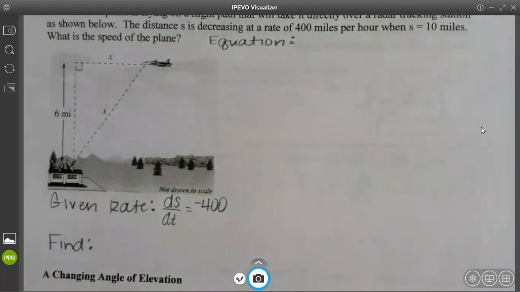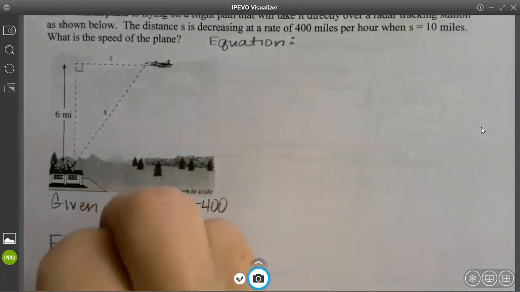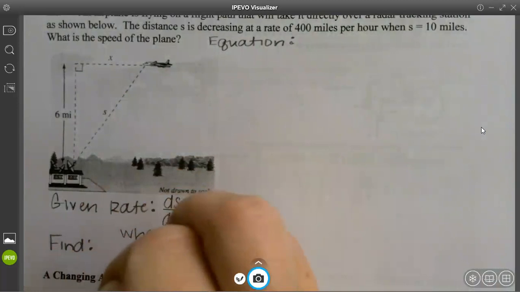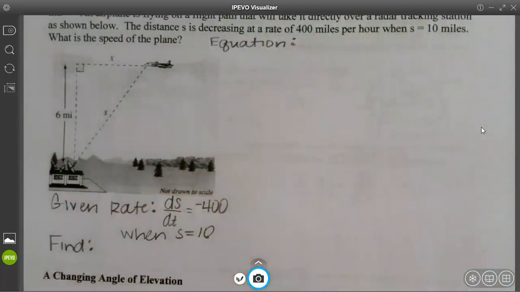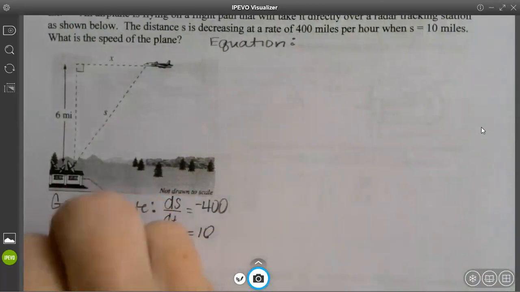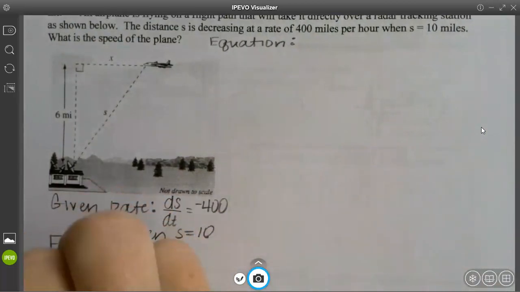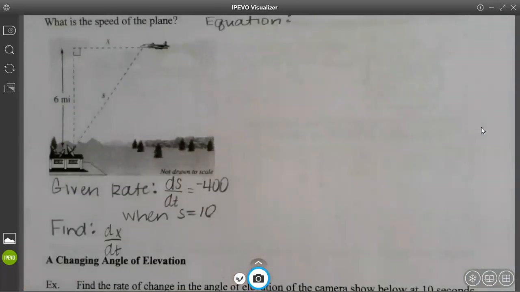And it does say when s is 10. What are we trying to find? This one's really kind of confusing because it uses s for distance. So what can we use for speed? X. We're going to find dx over dt.